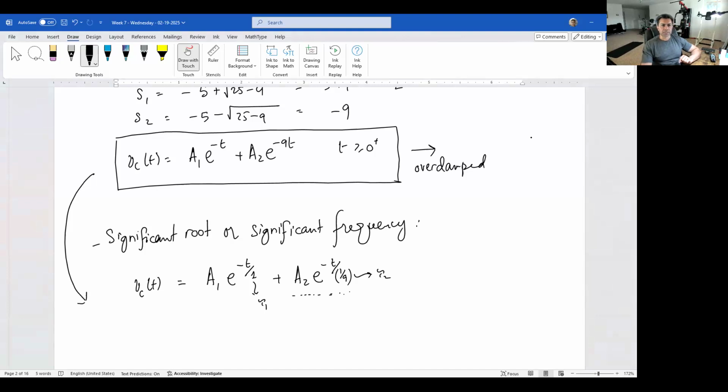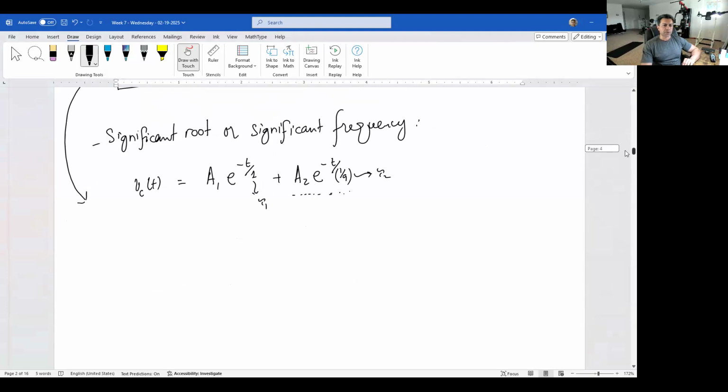So that's an important thing that you need to know and understand, not only for this, because you're going to see, as I said, in control systems, in signal processing, in power systems, in pretty much every class, the second order system, and you will have to plot them and do all those things. So significant root and significant frequency are important aspects of these systems.